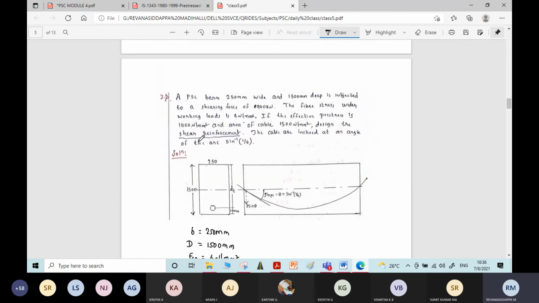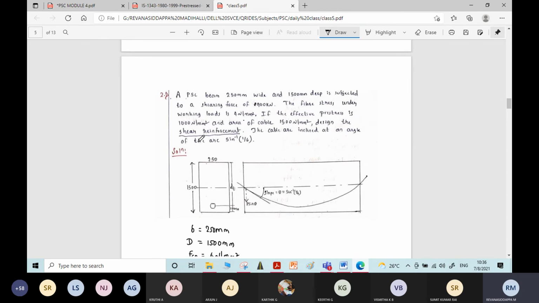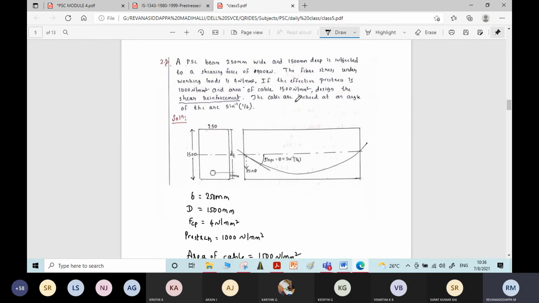Then what else is given? Design the shear reinforcement, and it is said that the cables are inclined at an angle of sine inverse of 1 by 6. Inclination of the cable is given, the slope of the cable at the support is sine inverse of 1 by 6. Write the vertical component of the pre-stressing force as well, that is required for the calculations. I will tell you.